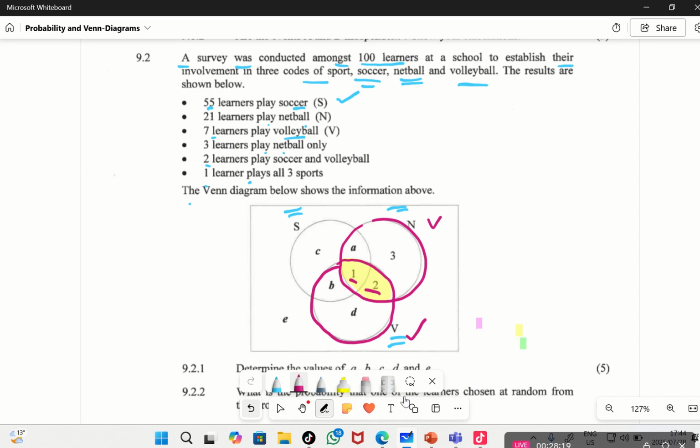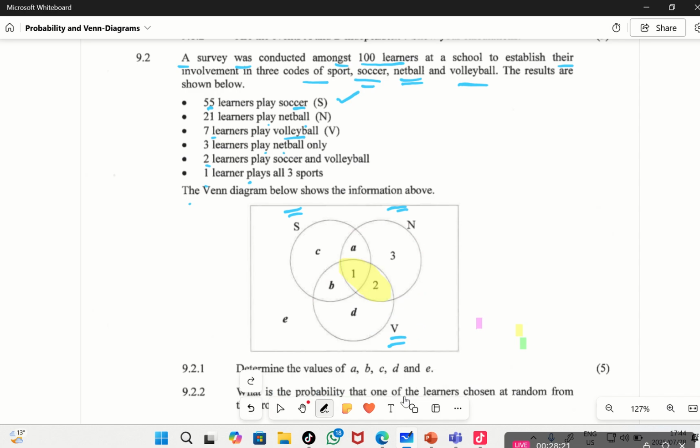So okay. And then lastly, this region is the number of learners who play netball only. And this connects with this. You see, 3 learners play netball only. You see, it connects with it.